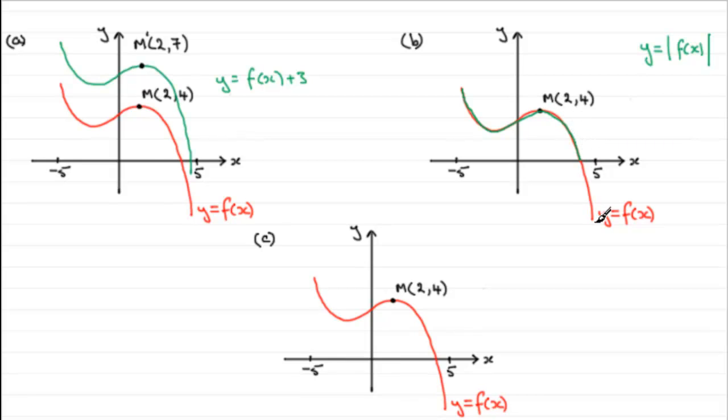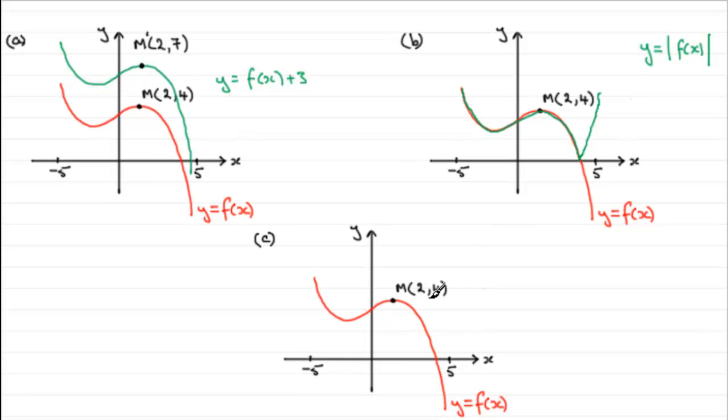But for this stretch here, these y values are negative, and so we've got to make them positive, and what you get is a reflection of this part of the graph in the x-axis. So we're going to get something looking like that. Okay. As for our maximum stationary point here, M is going to be exactly the same value, (2, 4) then.